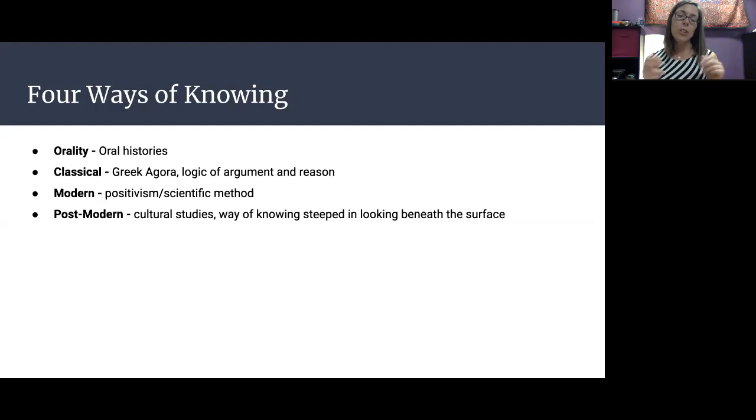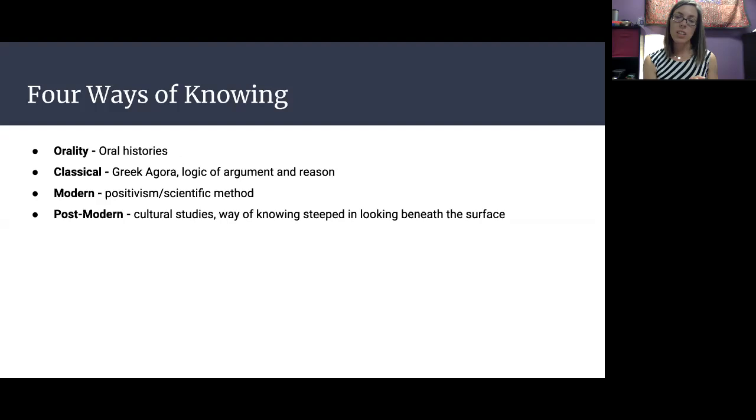The modern way of knowing is positivism, or the scientific method. So being certain that if we can test it and replicate it, and someone else can replicate exactly what we did, then the knowledge that's created is meaningful and powerful. That is a way of creating knowledge.